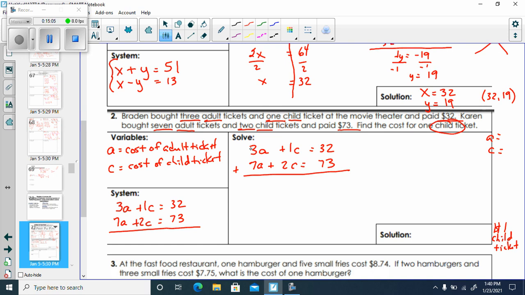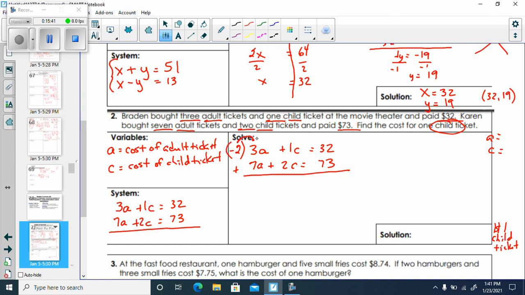Now, we need to get rid of a variable. We need to eliminate one. We can't eliminate 3 or 7 because I can't multiply either one of these by something to get the other. Can't multiply 3 by anything to get 7. Can't multiply 7 by anything to get 3, can I? Can I multiply 1 by something to get 2? Oh yeah, I could multiply it by 2, couldn't I? Now let's think, do I need a positive 2 or a negative 2? Down here I have a positive 2. If I'm adding these, then I'm going to need this to be a negative 2, right?